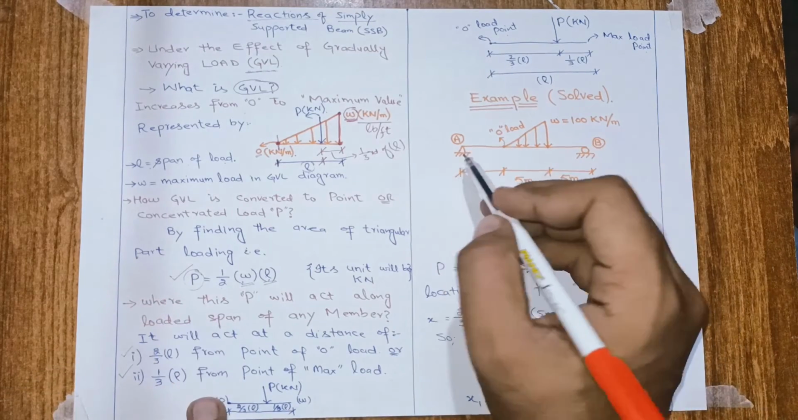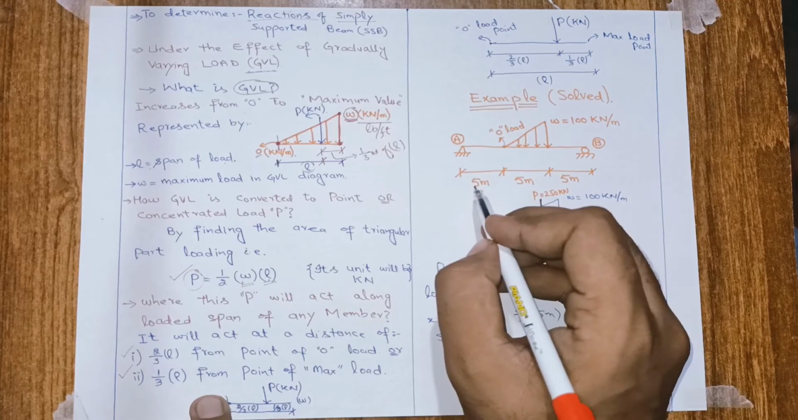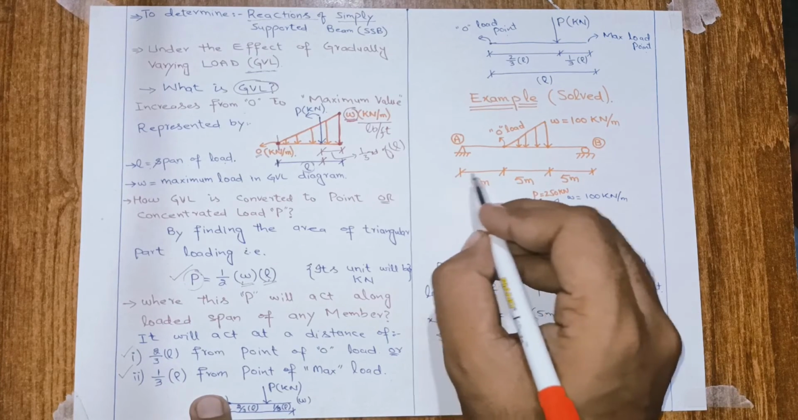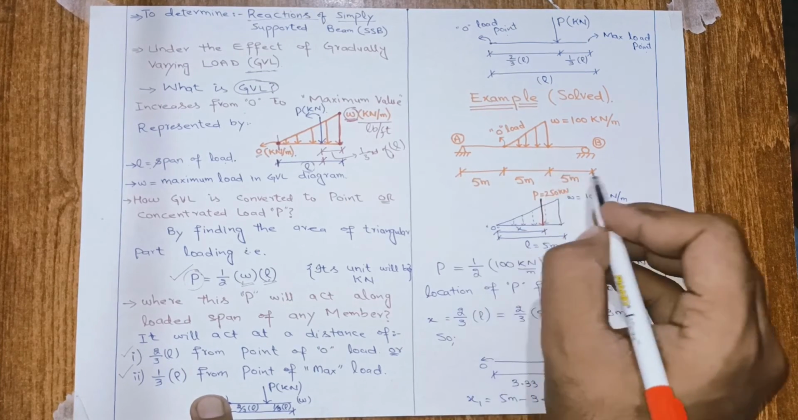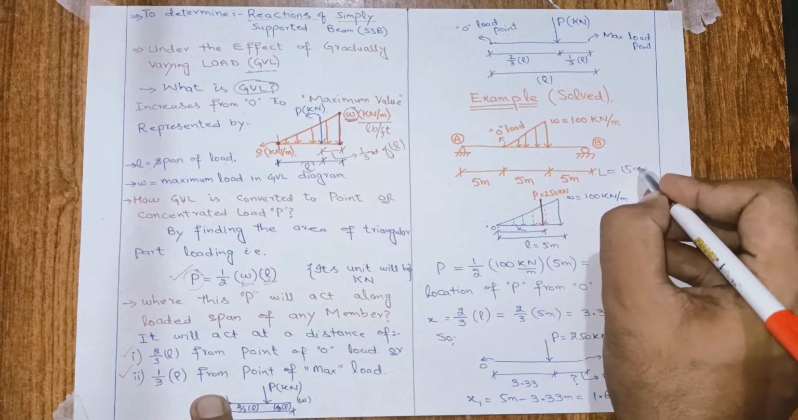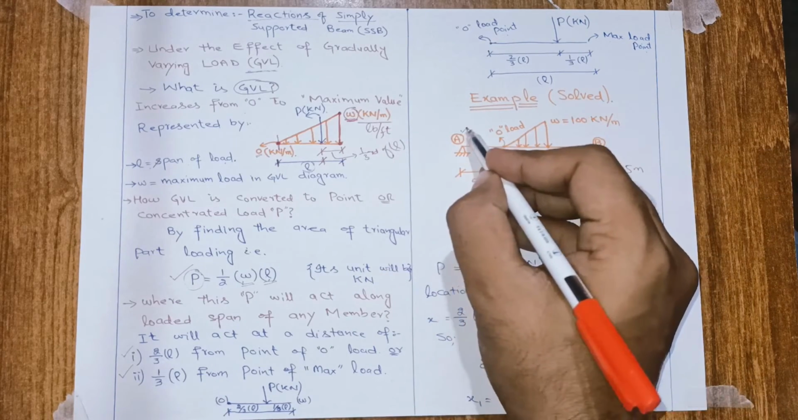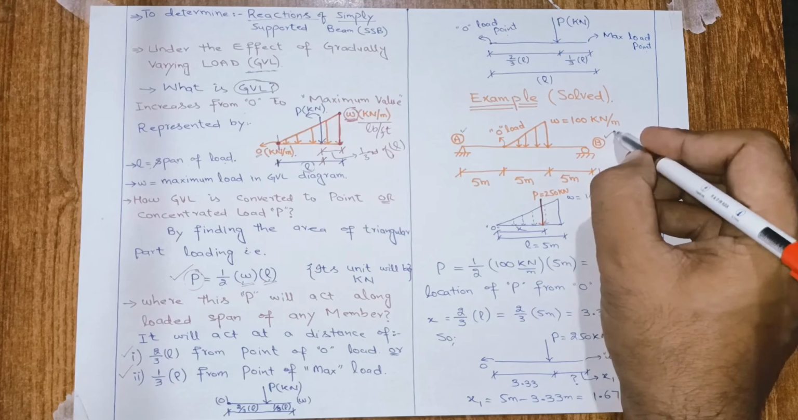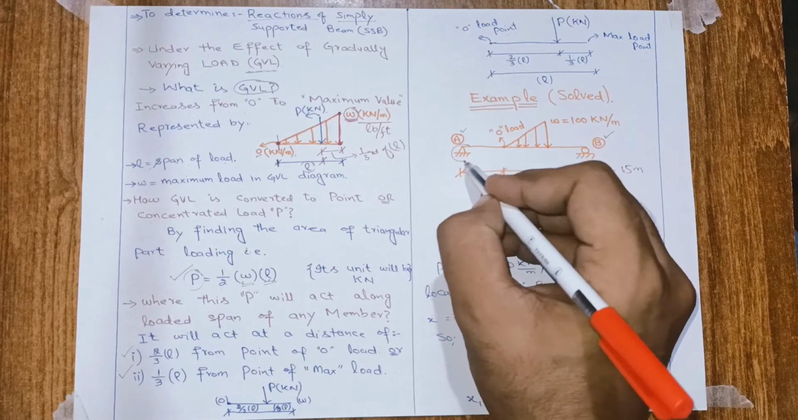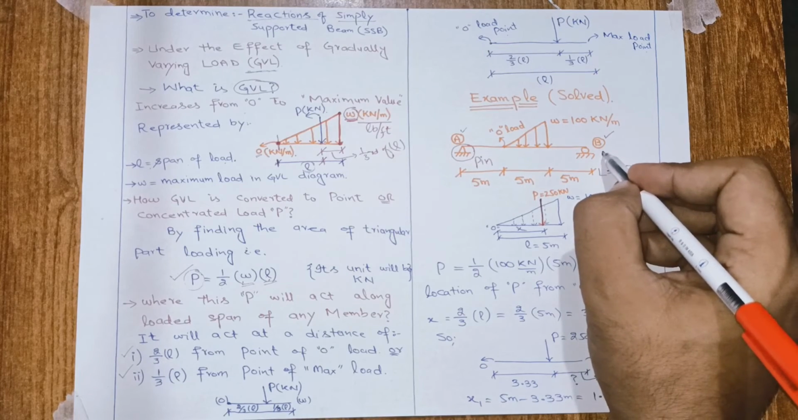In the first case, we are given a beam whose total length is 15 meters: 5 meters of this span, 5 meters of this span, and 5 meters of this span. So the total length of the beam, capital L, is 15 meters. We have two end points of the beam, point A and point B. Point A is provided with a pin support and point B is provided with a roller support.